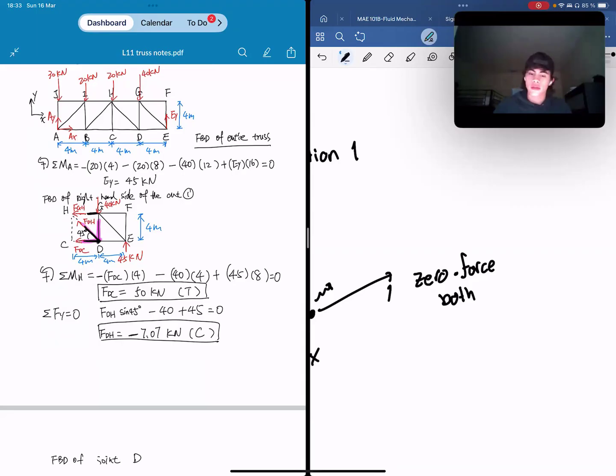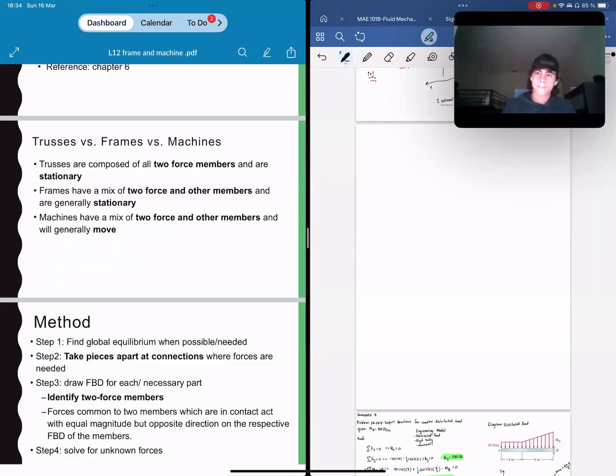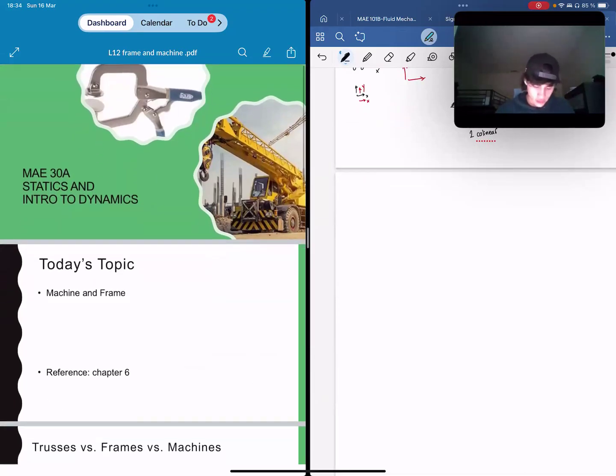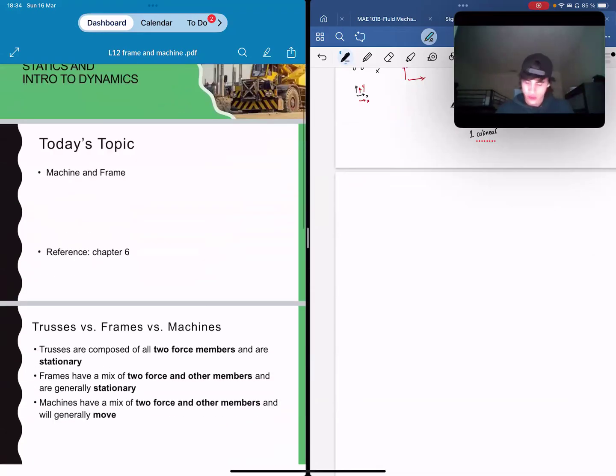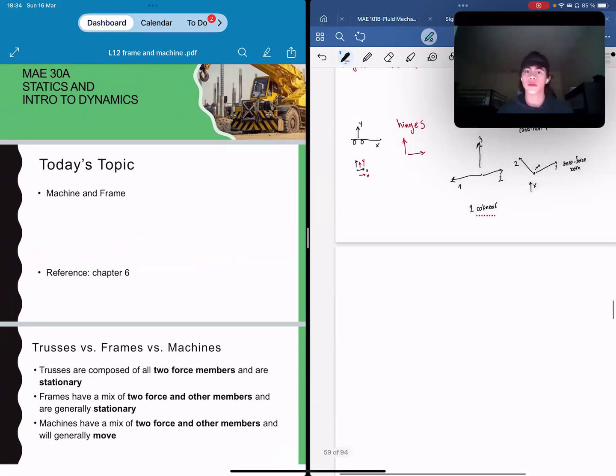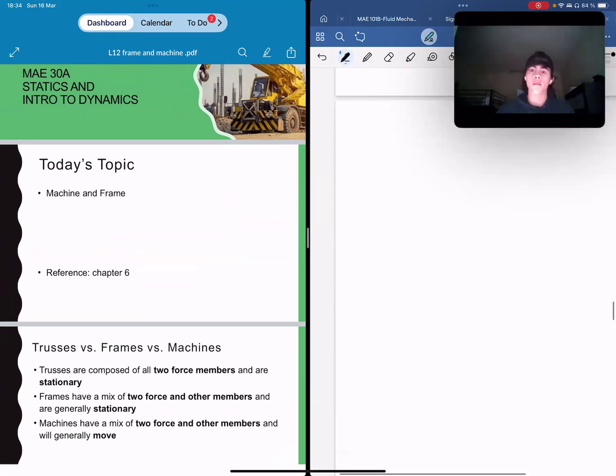So let me go to lecture 12. Recording? Yes. Okay, so lecture 12 is titled Frames and Machines. The good thing about frames and machines is that, like the leg press at the gym for example, you can gain a mechanical advantage by inducing a force on a certain part of the rigid body and get a much higher force in another part of the rigid body, just by pure mechanical advantage.